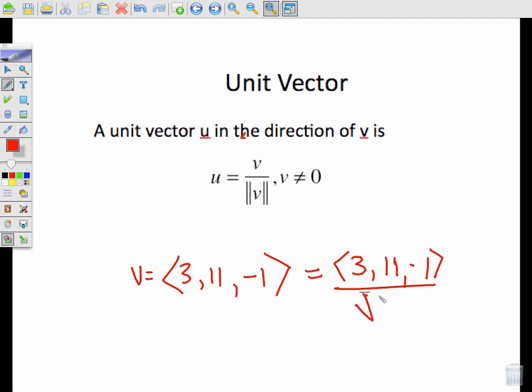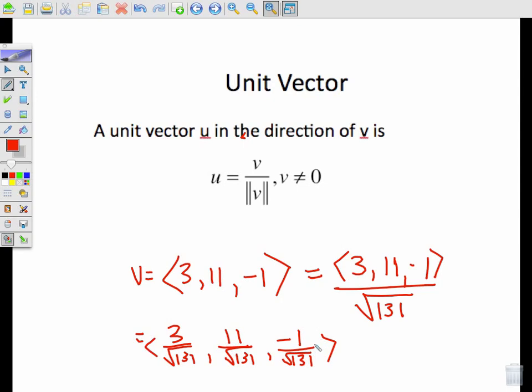And we're going to divide that by its magnitude. Well, the magnitude was 131. So we're looking at 3 over the square root of 131, 11 over the square root of 131, and negative 1 over the square root of 131.